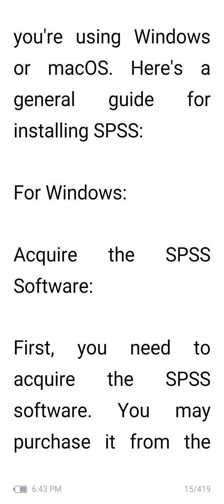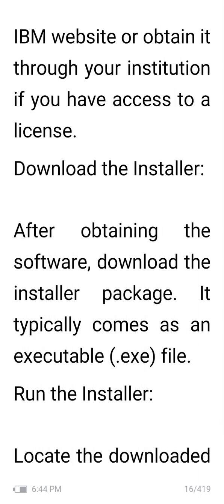For Windows, acquire the SPSS software. First, you need to acquire the SPSS software. You may purchase it from the IBM website, or obtain it through your institution if you have access to a license. Then download the installer. After obtaining the software, download the installer package. It typically comes as an executable exe file.